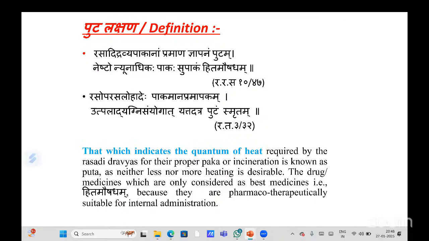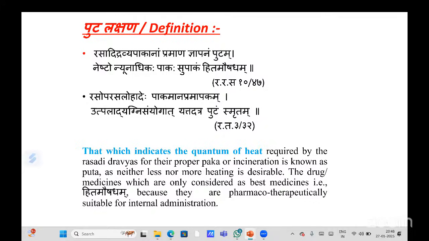So moving to the Puta definition: Rasadi dravya pakanam pramanam jnapanam putam, neshto nunadikah pakah supakam itam aushadam. This is the Rasaratna Samuchaya reference. So that which indicates the quantum of heat required by the rasadi dravyas for their proper paka or incineration is known as Puta.